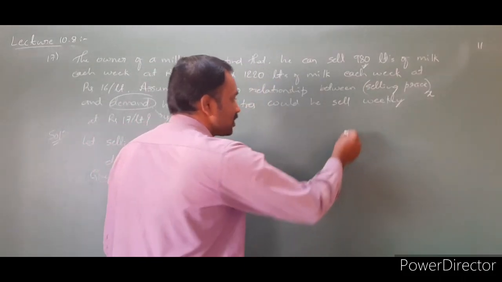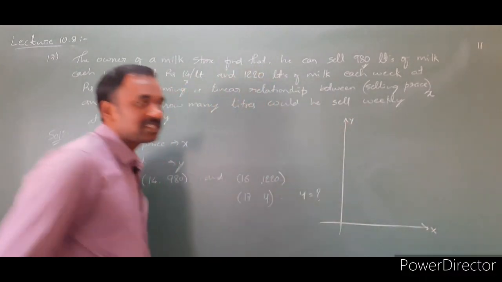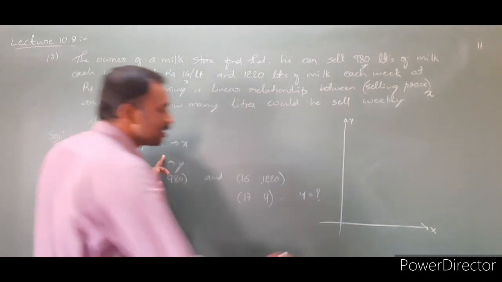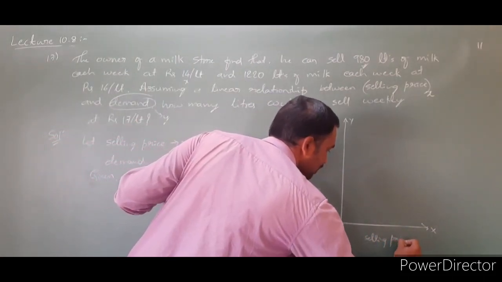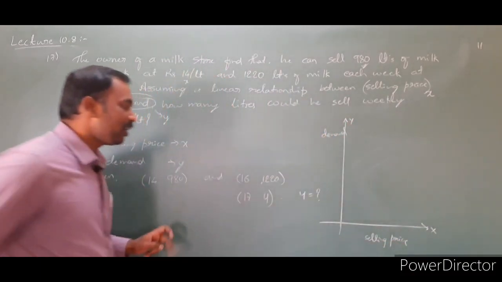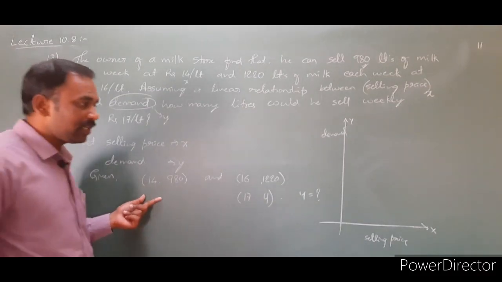So here, what is the x axis? What is the y axis? This is the x axis, this is the y axis. Along the x axis, the selling price is there. Along the y axis, demand is there. Okay, plot the point. On the x axis, rate we need to consider.